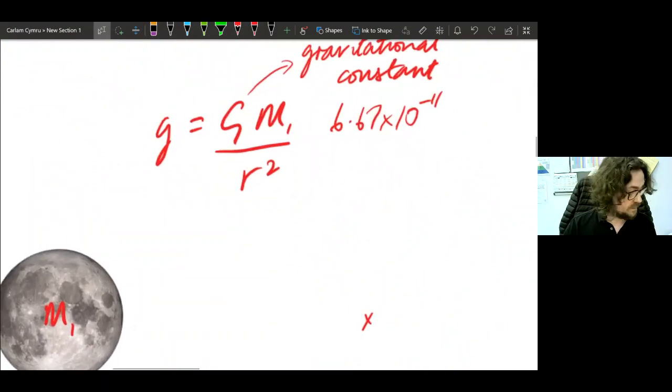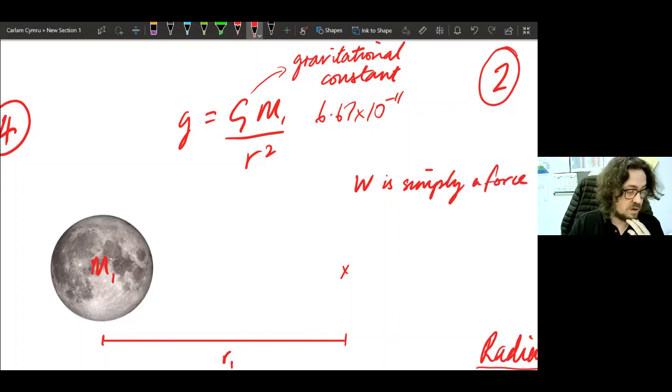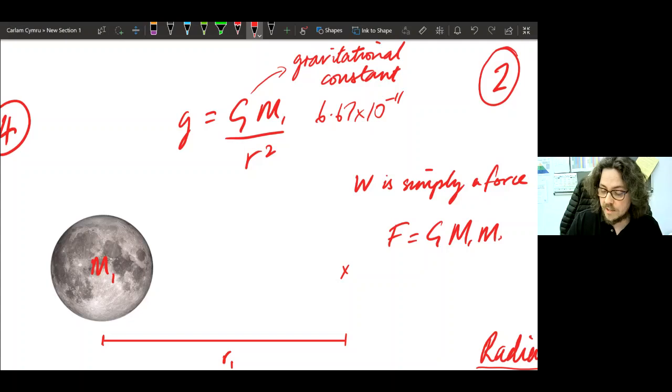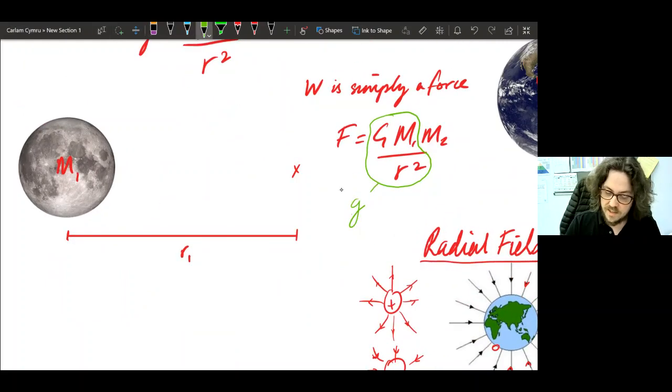Now, you'll notice this one's very, very similar. And as you're already aware, weight is simply a force. If I compare these two equations, we've got G, which is the force equation, M2 all over R squared. Then, if I take a different color here, this is little g. So what you've actually got is F, which is the same as weight, equal to m2 g.